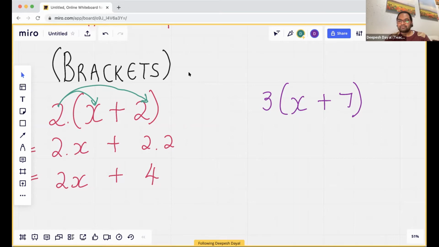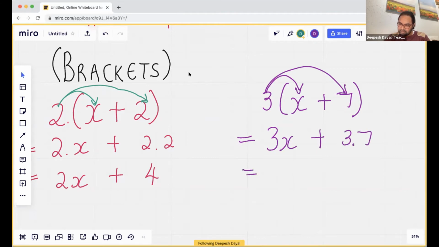3x plus 21. Okay, so we've got 3 times 3x plus 21. Yes, that's right. 3 times 3x, and 7 times 3 is 21. So it's 3x plus 21. Everybody agrees with that?